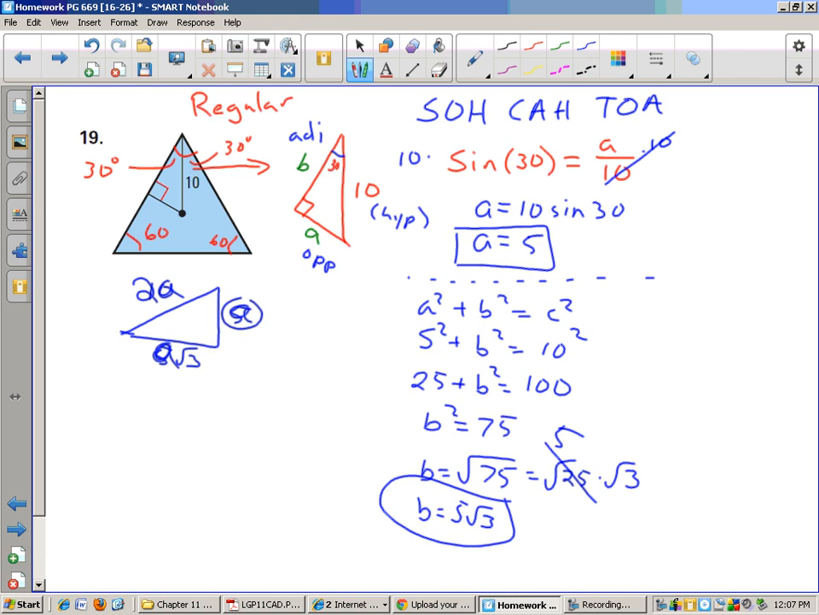Just like a 45, 45 is always going to have two sides the same, with a 30, 60, 90 you're going to get single, double, and then root 3 times the single. Okay, we haven't quite finished this one yet. I'm going to erase all this and just keep my A and B here.